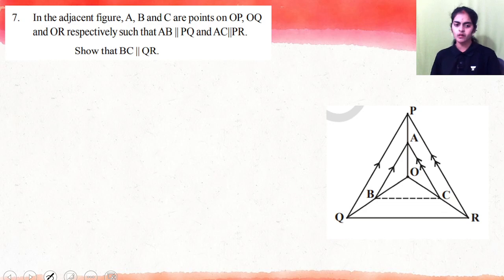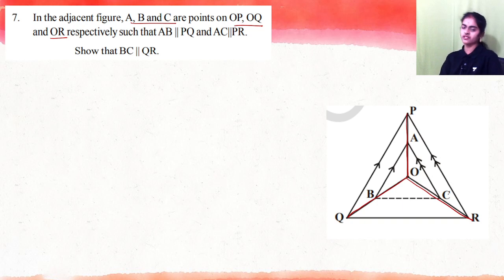That's it. Question number 7. So here also again the same point, how to break it. You have to know. A, B, C are points on OP, OQ and OR. Where is OP? See, this is OP, OQ, OR. So A, B, C are points on OP, OQ, OR. Okay, very good. So AB is parallel to PQ.